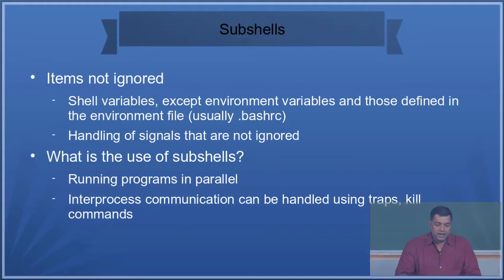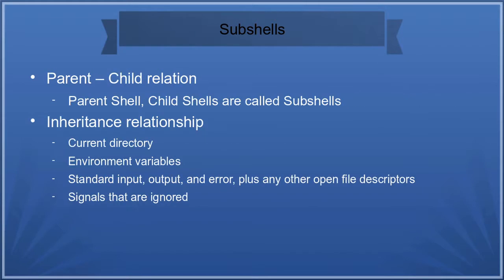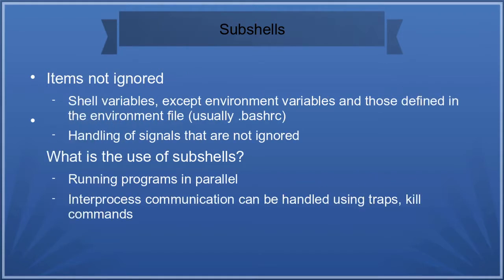Now, the items that are not ignored. Let us try to find out the items that are not ignored. The first item that is not ignored is the shell variables. So, except environmental variables, other shell variables are not inherited. And the handling of signals that are not ignored is also not inherited.